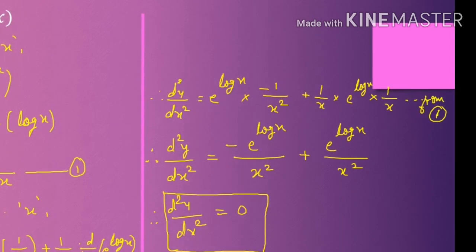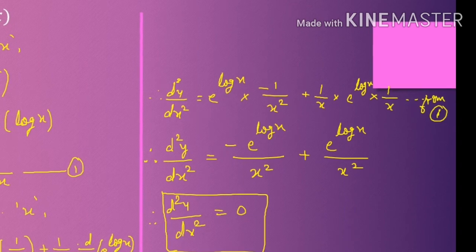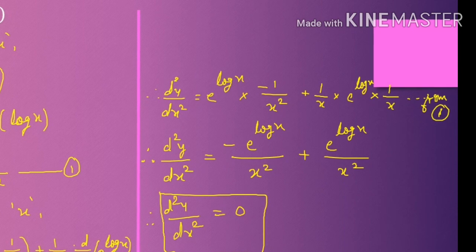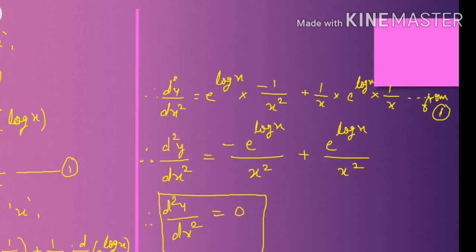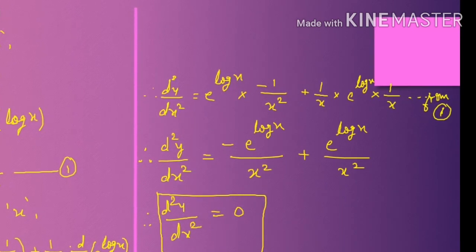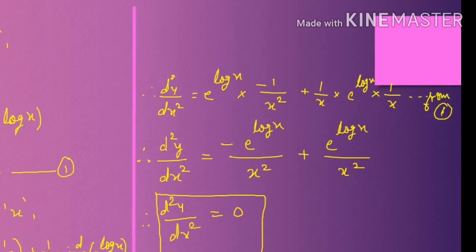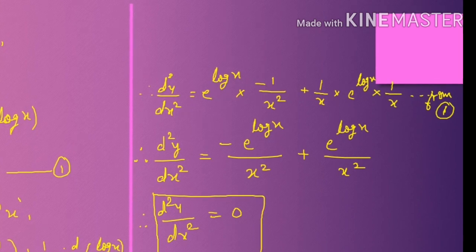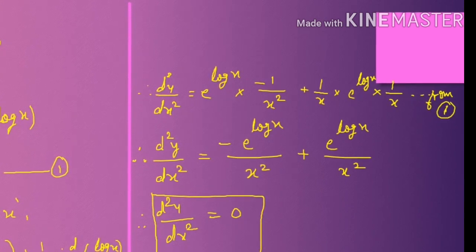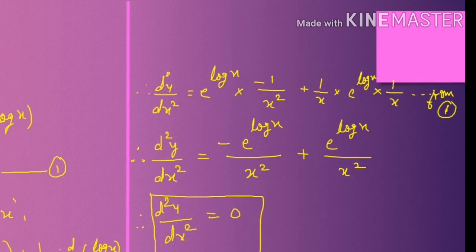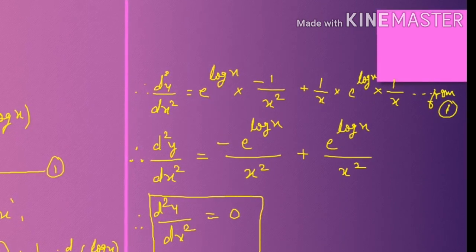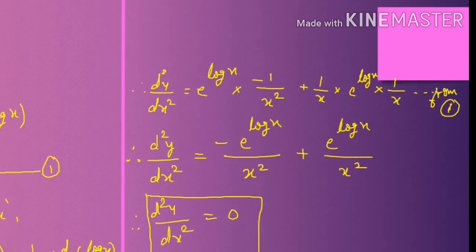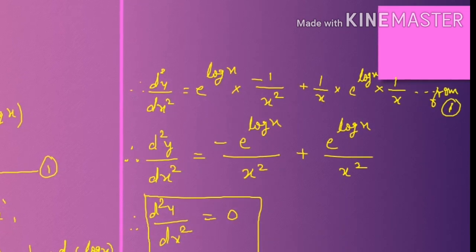Clear? So with this we have finished exercise 3.6 and also we have finished all the exercises of this chapter, differentiation. The link of all the videos I have given in the description below. So go through all the exercises. Now as I already told you, this chapter is very important because all the further chapters are based on this third chapter, that is differentiation. Very, very important chapter. Learn all the formulas, go through all the sums, and only then you will be able to solve the sums of the next chapters.